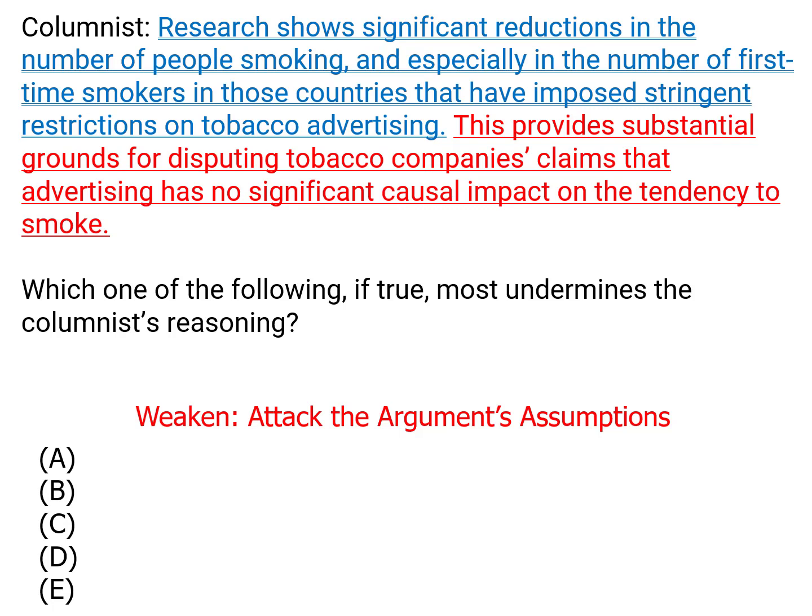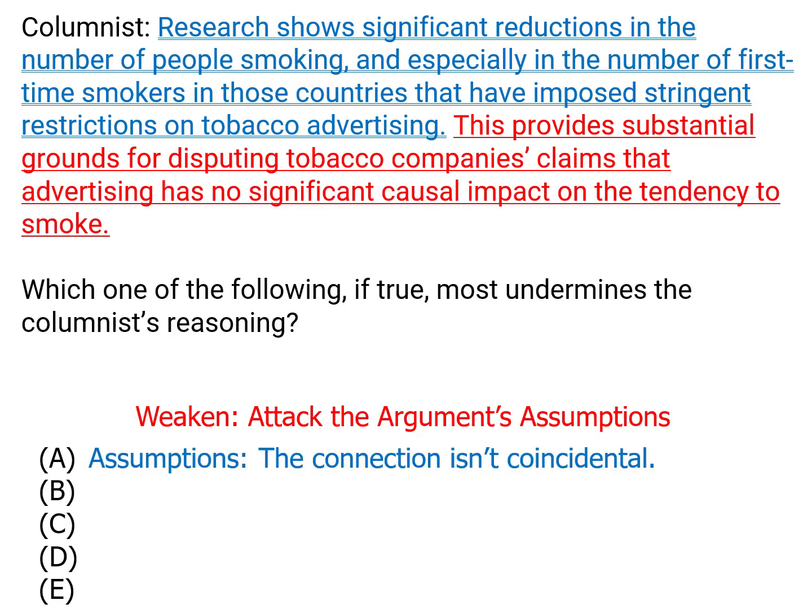This is a causal argument. Something is causing something else. Ads are causing people to pick up smoking, and getting rid of the ads is causing them not to. And as such, it has the same assumptions that every causal argument has. The first being that the connection between the two things isn't purely coincidental. So there actually is some way that the ads can affect people's preferences. It's not just a coincidence.